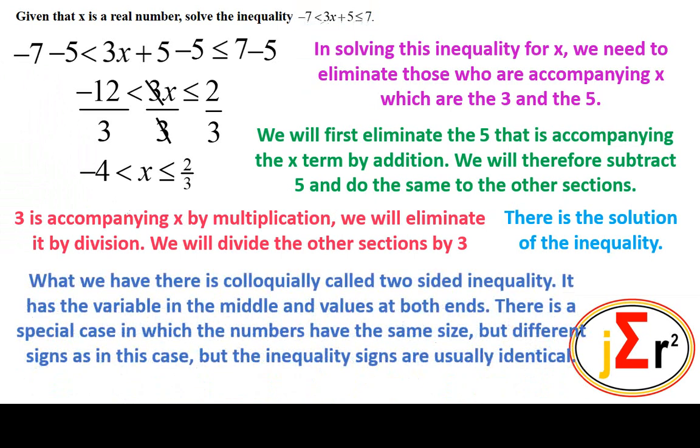What we have there is colloquially called two-sided inequality. It has the variable in the middle and values at both ends. There is a special case in which the numbers have the same size but different signs, as in this case, but the inequality signs are usually identical. So this is a typical inequality, especially at the higher levels of mathematics, and we generally call it colloquially two-sided inequality. And later on, when you advance work in mathematics, you will see the benefits and the uses of two-sided inequalities.